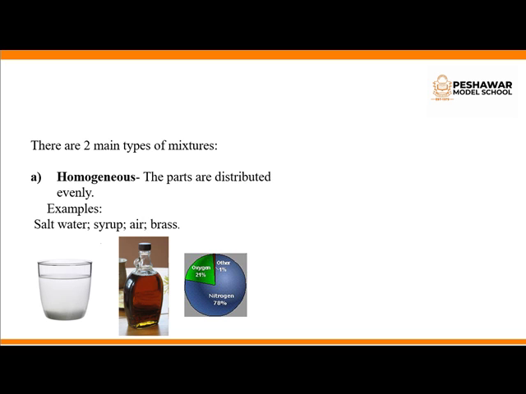If you see over here, this is salt and water. If you dissolve the salt in water, the salt molecules completely dissolve in water, and there is equal distribution of salt everywhere in the pot in which you have dissolved the salt.